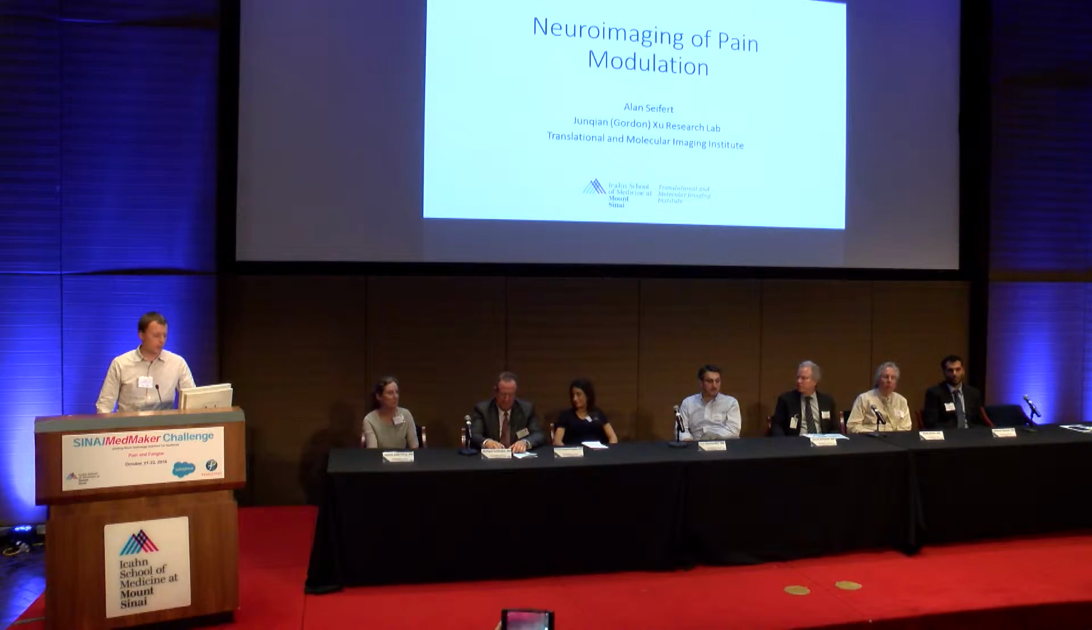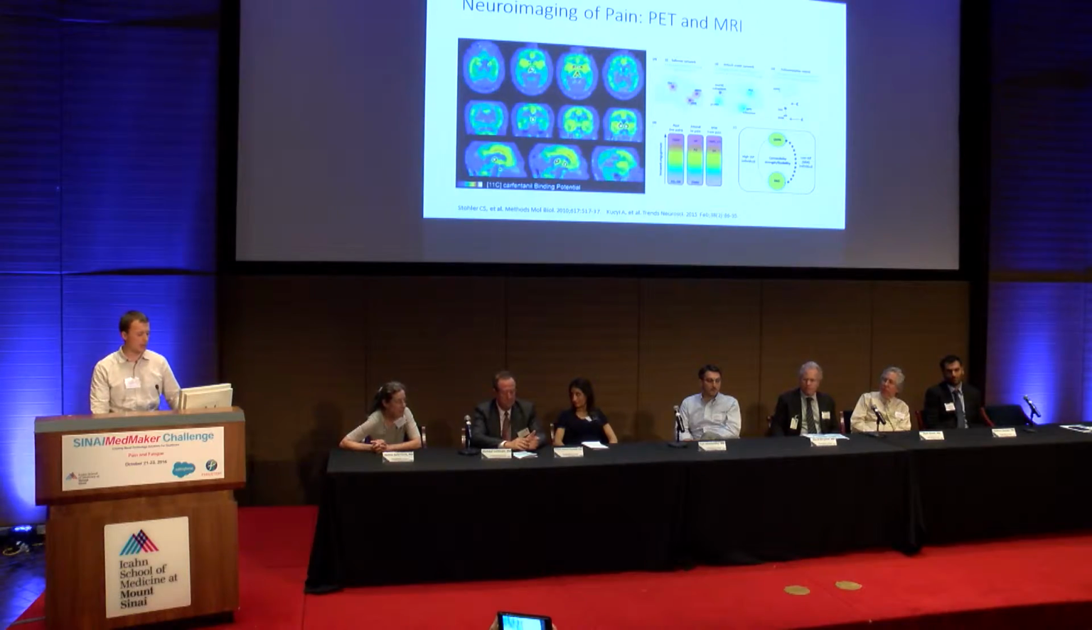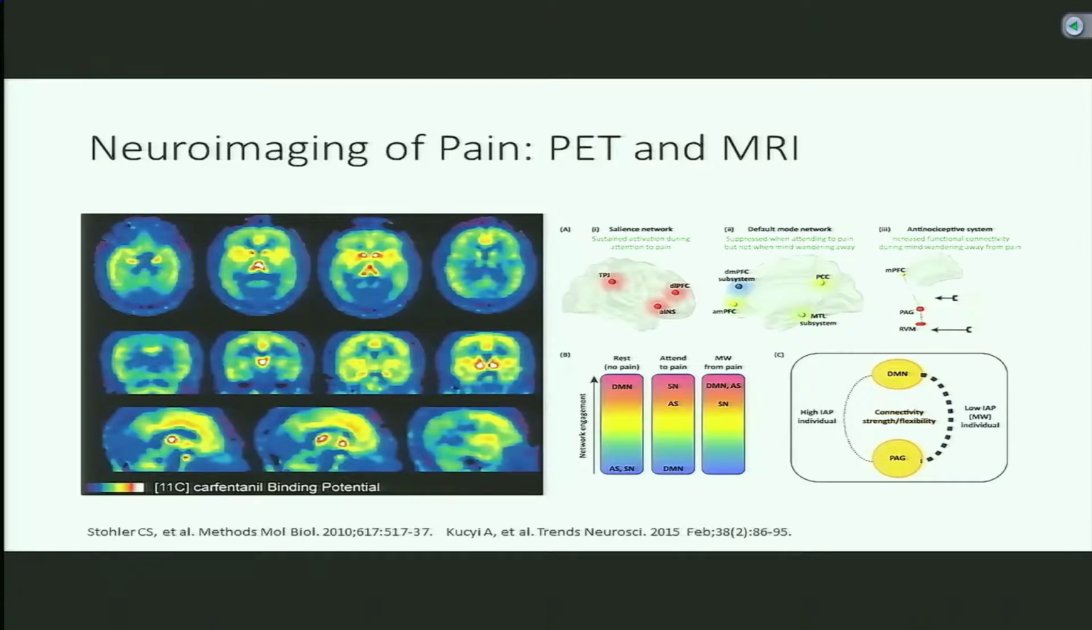All right, so I'm just going to tell you a bit about some of the imaging techniques that we have to study pain and what they've taught us about how pain is processed in the spinal cord and the brain. So the two big modalities that we have to study pain are PET, which is positron emission tomography, and MRI.